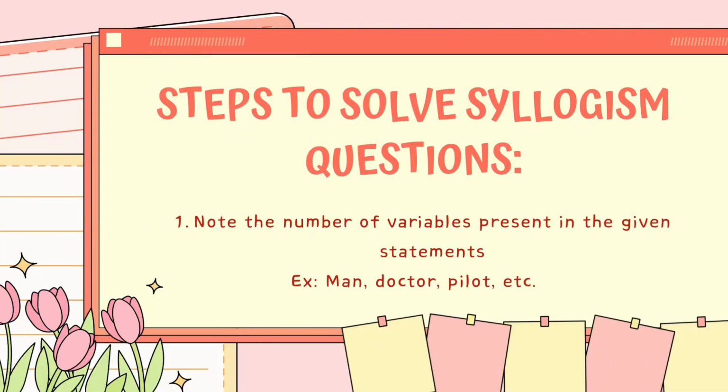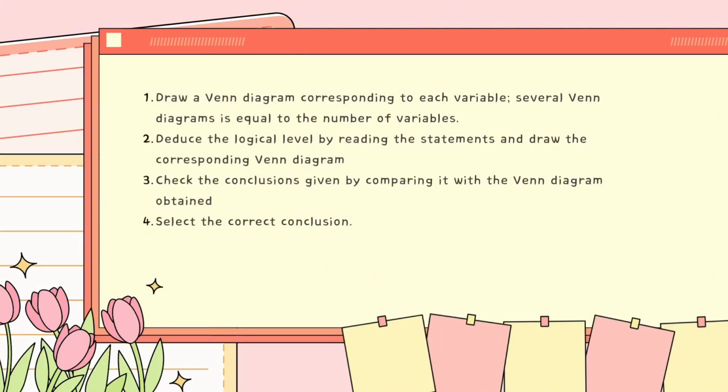Let's proceed to the steps to solve syllogism questions. First, note the number of variables present in the given statements. Example, man, doctor, pilot, or yung given variables na pinangalan niya doon sa statement. So, ito na. First, draw a Venn diagram corresponding to each variable. Several Venn diagrams is equal to the number of variables. So, kung gaano kadami ang variables, ganun din kadami ang Venn diagram na itudraw mo.